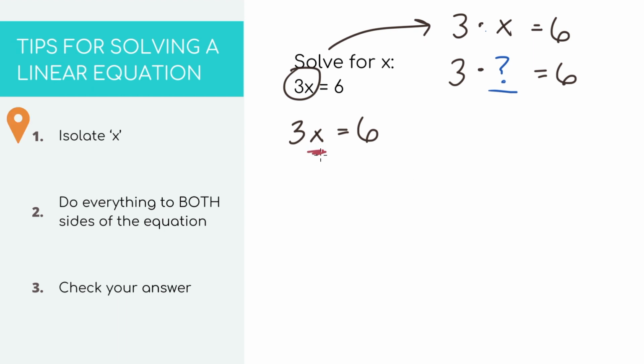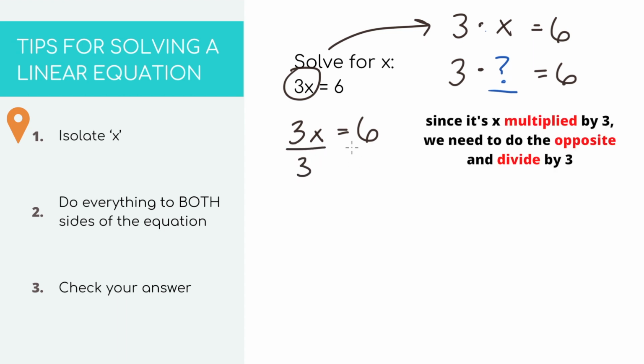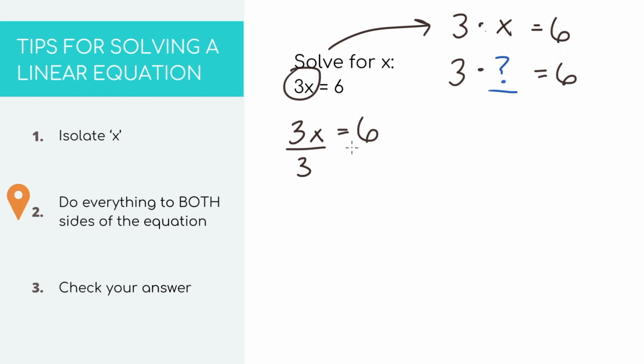In order to isolate x, we need to undo what's being done to x. Since it's 3 times x, we need to divide by 3 to cancel it out. And always remember, we have to do the same thing to both sides. When we put it all together, we have 3x divided by 3, so the 3's cancel out, and we're just left with x. 6 divided by 3 equals 2, and we have our answer, x equals 2.